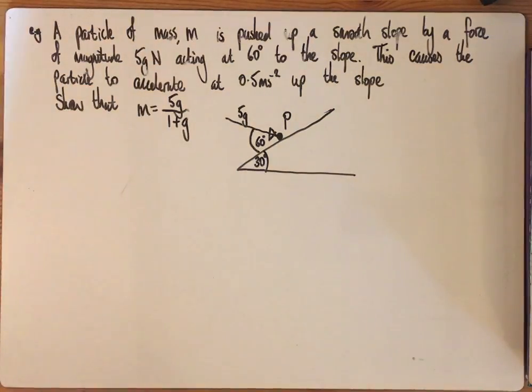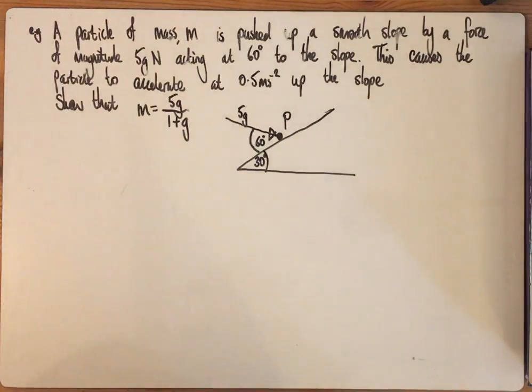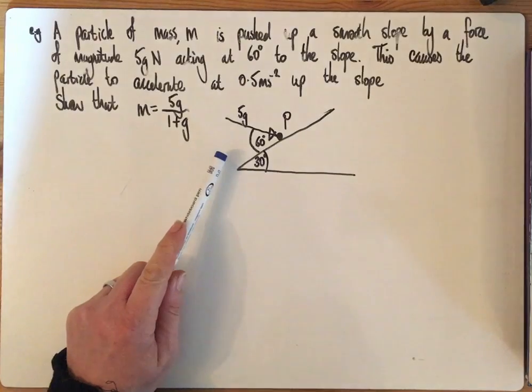Right, example 2. A particle of mass m is pushed up a smooth slope by a force of magnitude 5g newtons, acting at 60 degrees to the slope. This causes the particle to accelerate at 0.5 meters per second squared up the slope. Show that m equals 5g over 1 plus g. So this is the diagram given in the example.